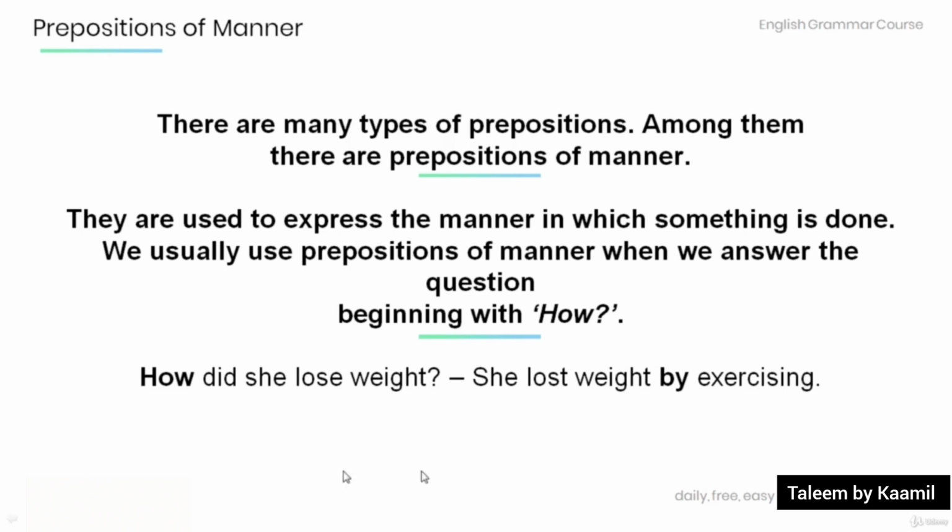Have a look at the example over here. How did she lose weight? She lost weight by exercising. The preposition of manner "by" expresses the manner in which she lost weight.